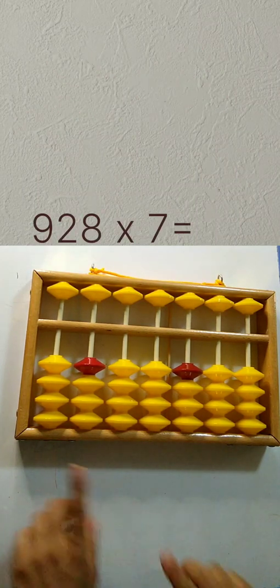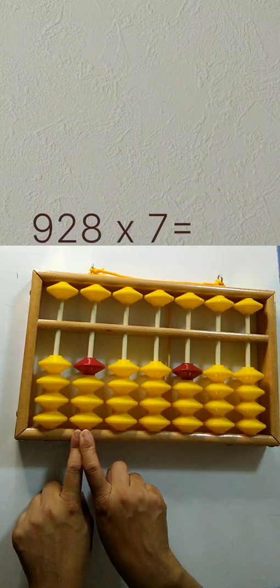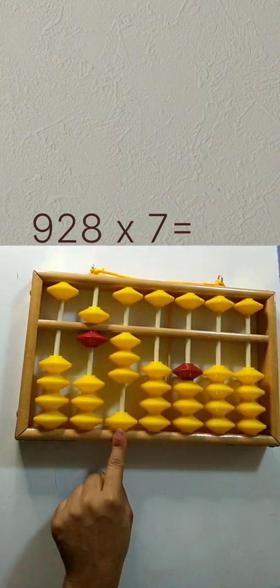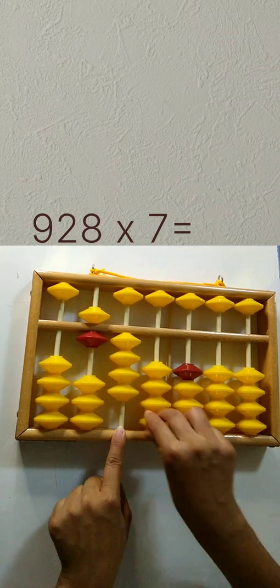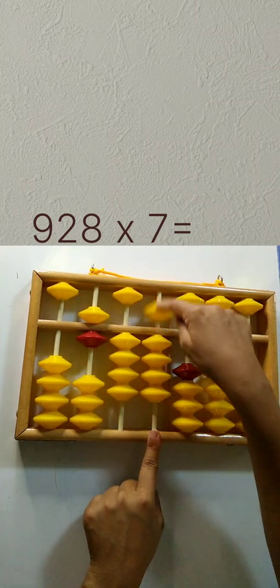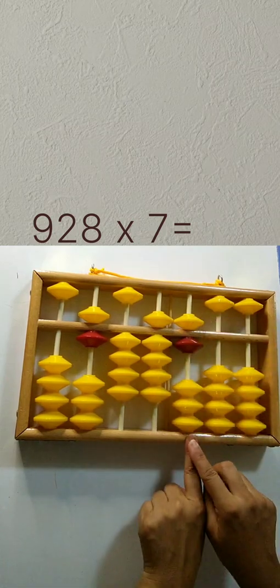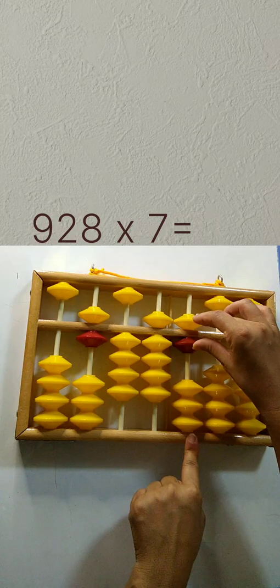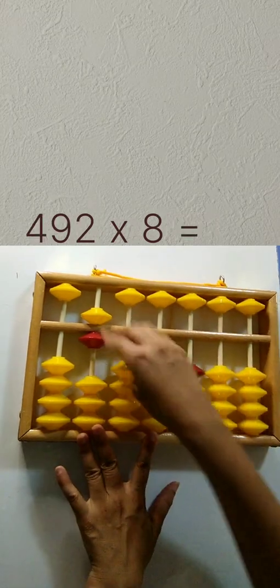928 multiplied by 7, starting from this rod. 7 nines are 63, 7 twos are 14, 7 eights are 56, and your answer is 6496. Next.